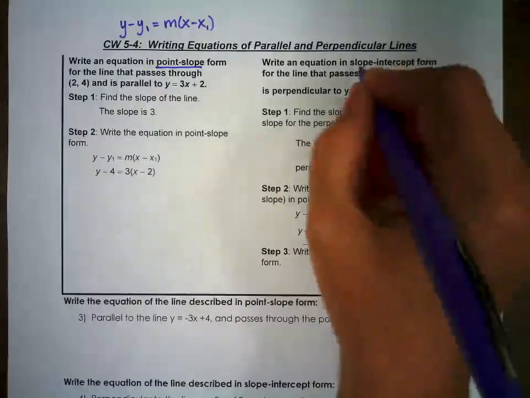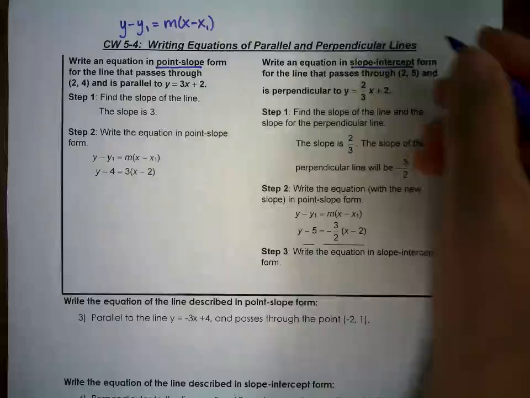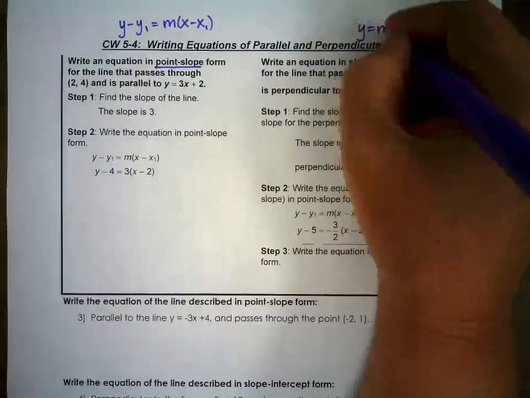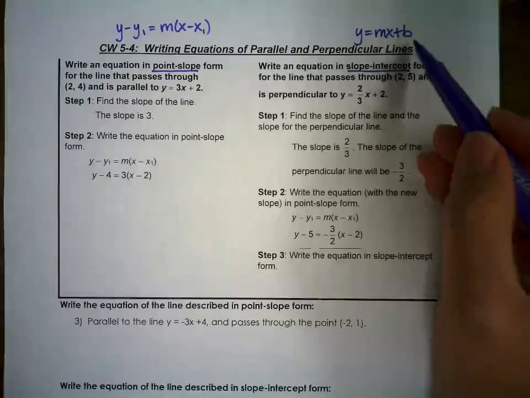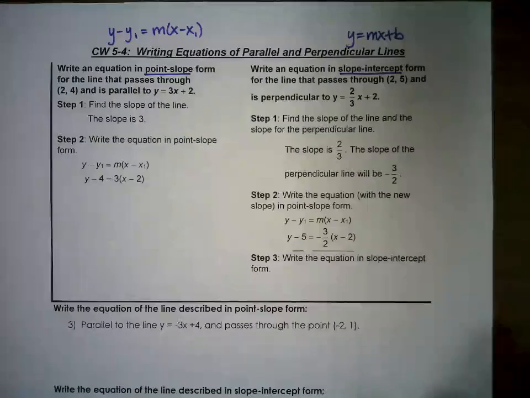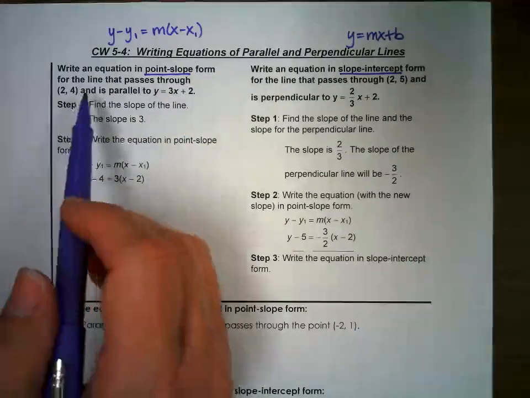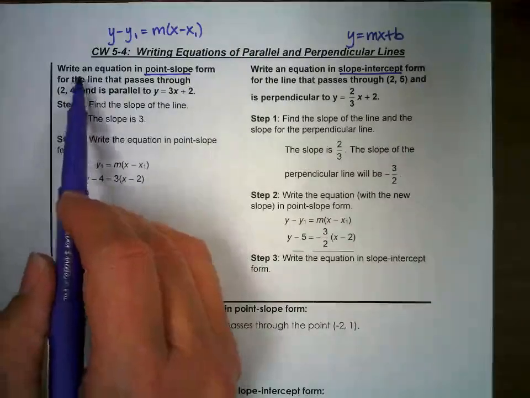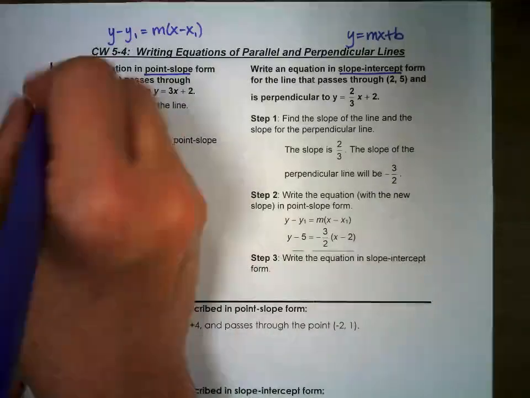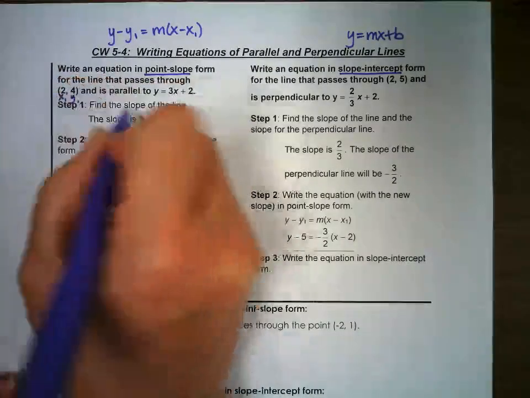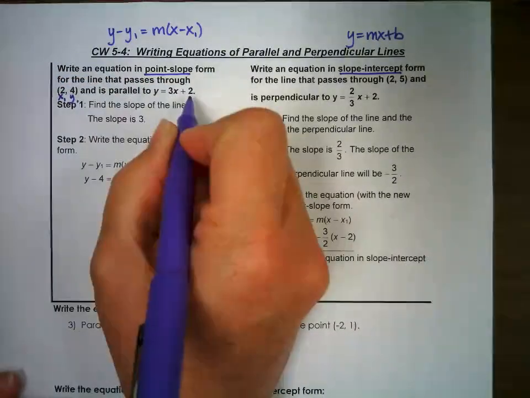Okay, and then we also have slope-intercept form. That's our y equals mx plus b form, right? Because there's our slope and there's our y-intercept, okay? So if I have a question like this and it says, write an equation of a line that passes through this point here, this will be my x1, y1, and is parallel to this.